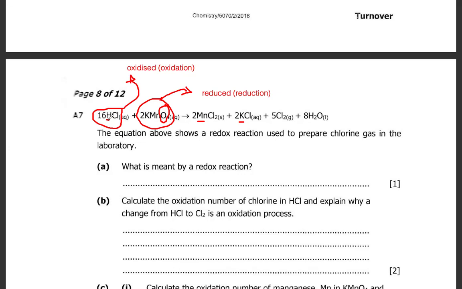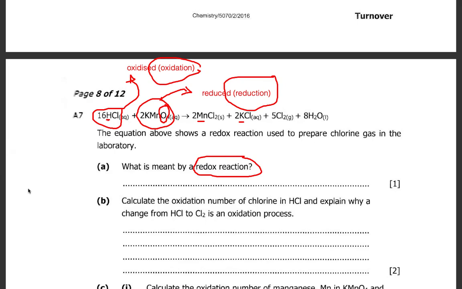The loss of oxygen is reduction. So we can clearly see that both oxidation and reduction are happening at the same time, simultaneously. Therefore, this qualifies to be a redox reaction. So a redox reaction, like I explained earlier, is a type of reaction where both reduction and oxidation happen at the same time.